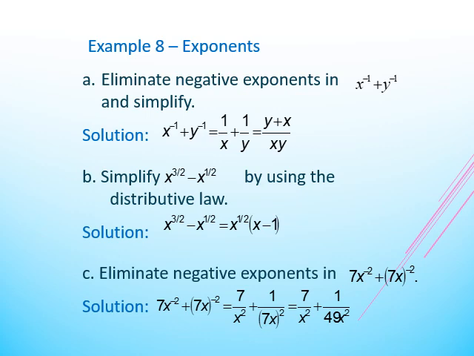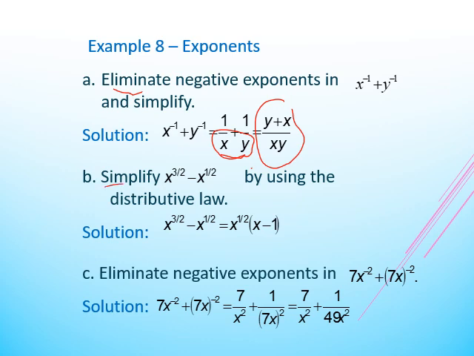Now let's move to one example for the exponents. The question asks to eliminate the negative exponents. If we have x to the power negative 1 plus y to the power negative 1, then simplify. X to the power negative 1 equals 1 over x, plus y to the power negative 1 equals 1 over y. Taking a common denominator, the value will be (y plus x) over x times y. Here we get rid of the negative exponents as the question requires.